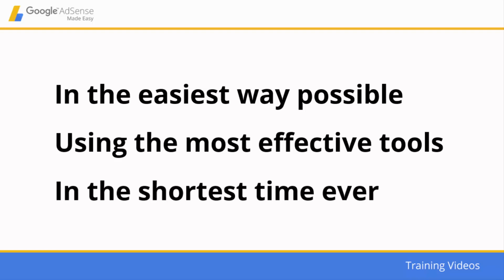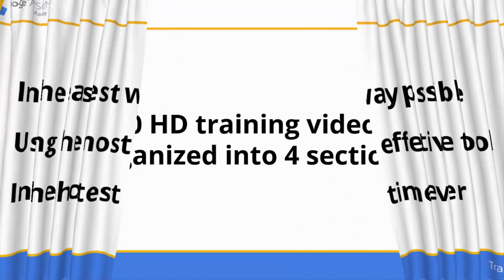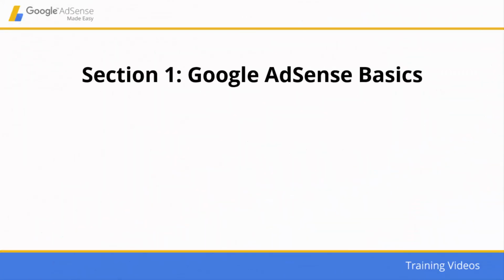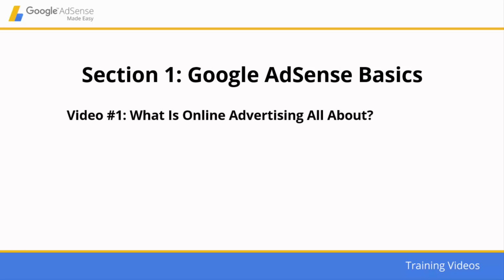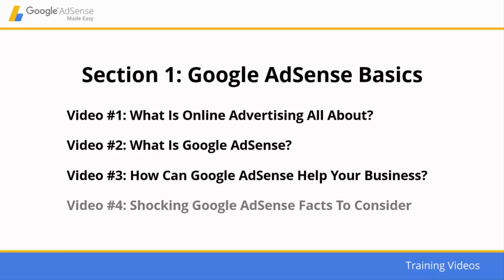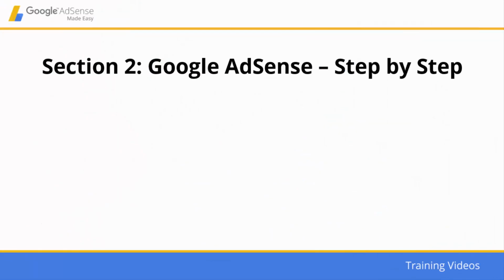This video training is comprised of 20 HD training videos organized into 4 sections. This is exactly what you are going to learn. Section 1. Google AdSense Basics. In videos 1 through 4, we'll talk about what is online advertising all about. What is Google AdSense? How can Google AdSense help your business? Shocking Google AdSense facts to consider. Section 2. Google AdSense Step by Step.